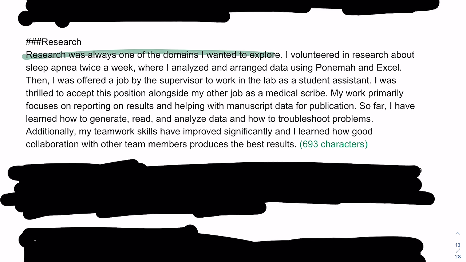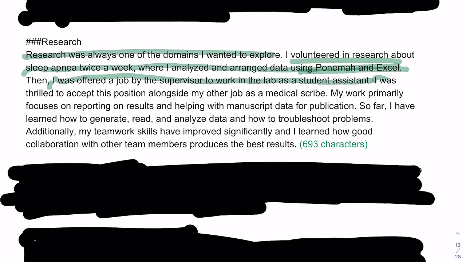I volunteered in research about sleep apnea twice a week, where I analyzed and arranged data using whatever that is and Excel. So again, very nuanced and specific information that just isn't important. I was offered a job by the supervisor to work in the lab as a student assistant. Again, not important. I understand why a student puts it there. The student puts it there to say, hey, they liked me so much, they offered me a job. That must mean I'm pretty amazing, I'm a hard worker, and I'm competent.